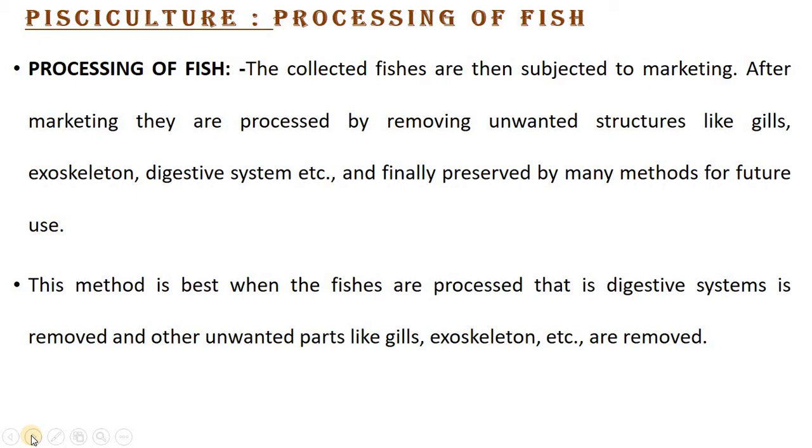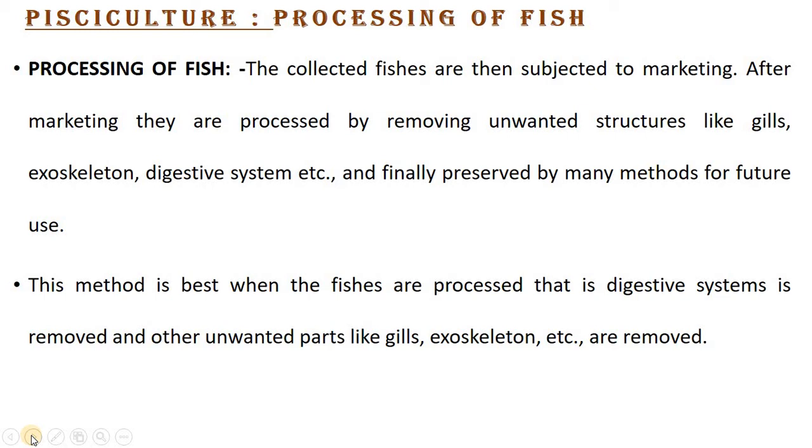Particularly, the gills are unwanted materials, the fins are unwanted materials, the scales are unwanted materials, and the digestive system is unwanted material. Sometimes the head is also unwanted material. Removal of all these substances we call the processing of fish.